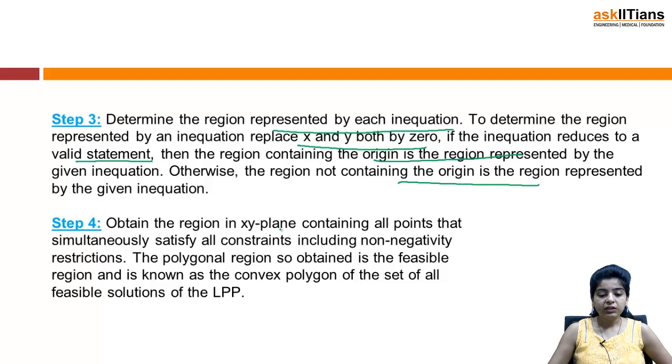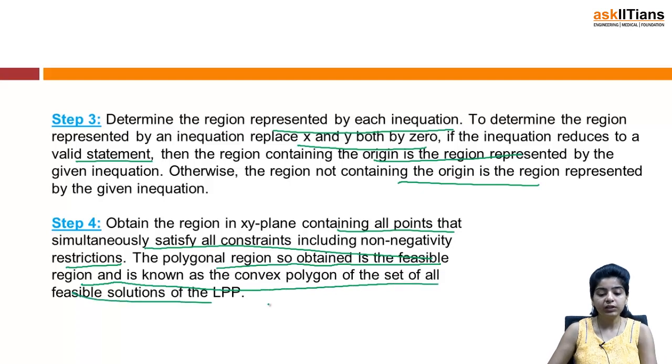Next step is obtain the region in the xy plane containing all points that simultaneously satisfy all constraints including non-negativity restrictions. The polygonal region so obtained is the feasible region and is known as the convex polygon of the set of all feasible solutions of the LPP.